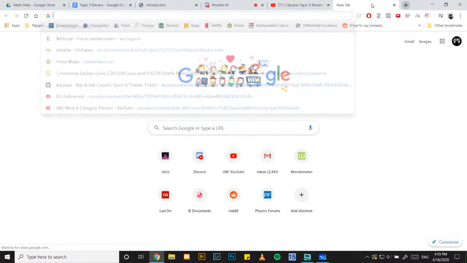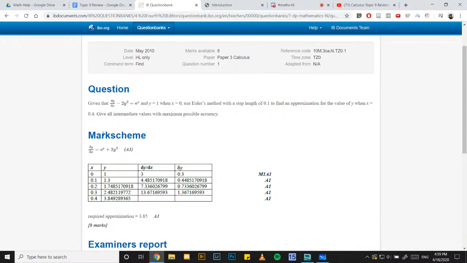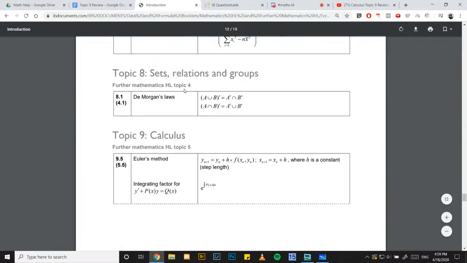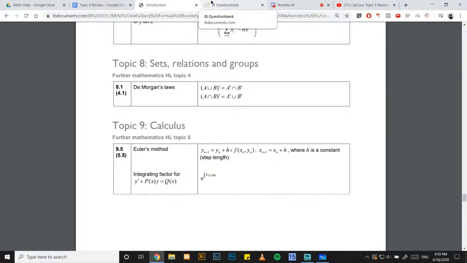Euler's method of computation is basically a way to solve a differential equation when it's not easily separable, and you just want to figure out how to solve the equation. The way you do it is by using the data booklet. I'll just outline what the mark scheme is saying, and it'll make a lot more sense that way.